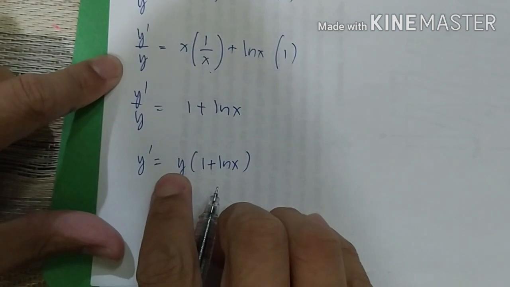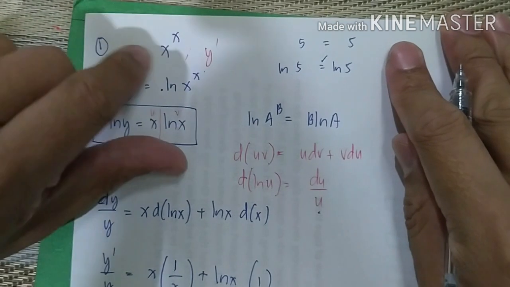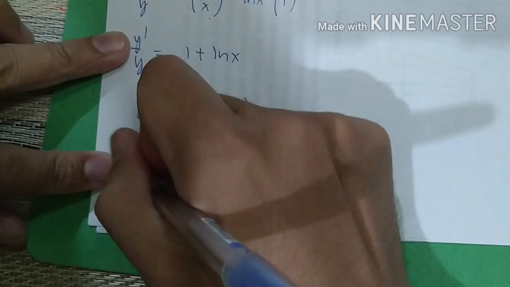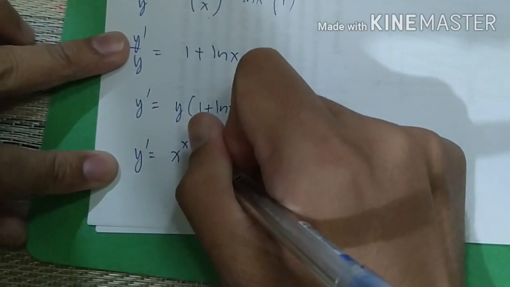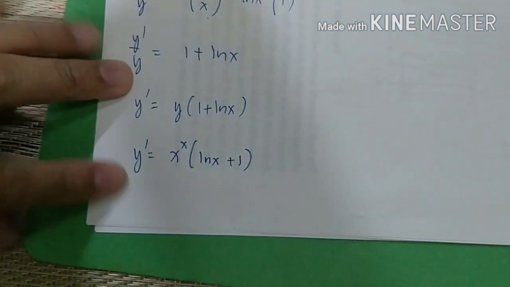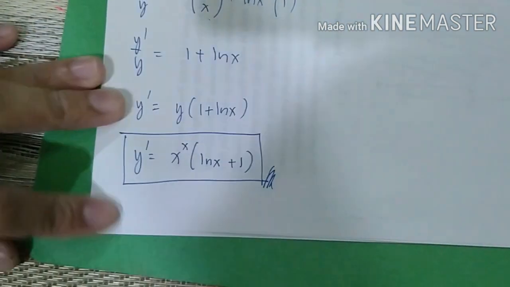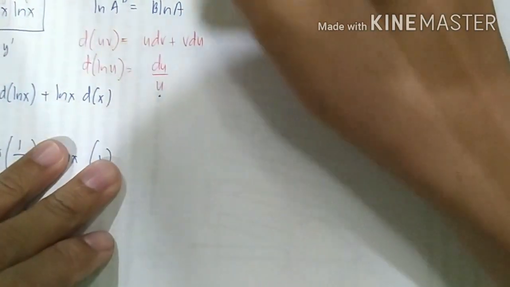But what is y? That's x raised to x as per the first equation or the original equation. So, y is x raised to x. So, I can replace y with x raised to x. So, y prime there is x raised to x times the quantity 1 plus ln x, or ln x plus 1. So, that's our answer. As simple as that.